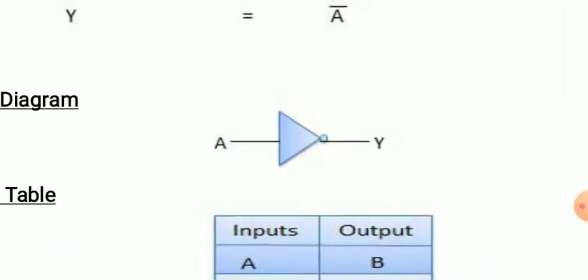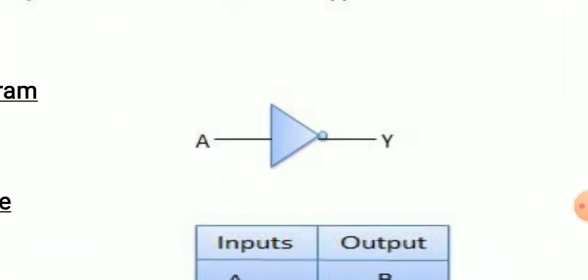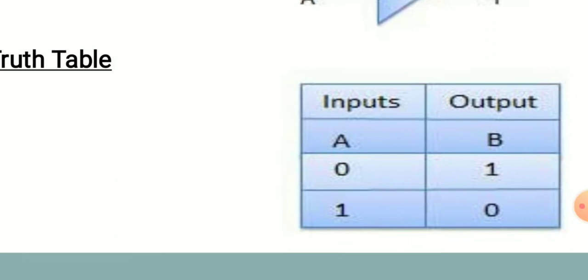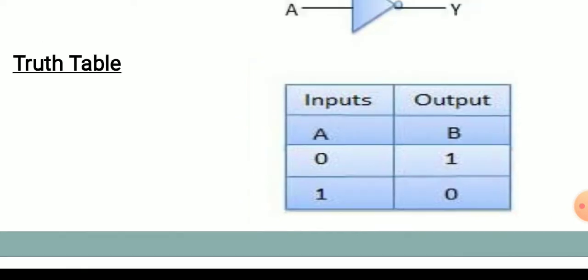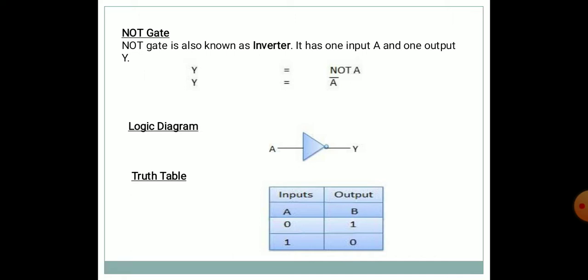Here is the logic diagram for the NOT gate and the truth table. As I said, it can have only one input and one output. When A equal to 0, when the input is 0, the output will be 1, and while the input value is 1, the output will be 0. As I said earlier, it can be represented as ones or zeros, or as another Boolean value, true or false.